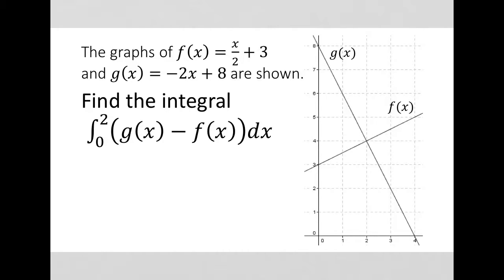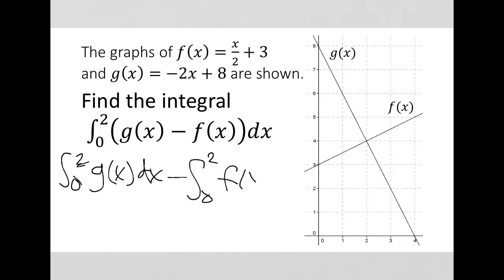So one property of integrals that we can use here is that the integral from 0 to 2 of that mess up there is going to be the same as the integral from 0 to 2 of g of x dx minus the integral from 0 to 2 of f of x dx. So I can split it up. So I can find the integral from 0 to 2 of g of x, and then I can subtract the integral of f of x.